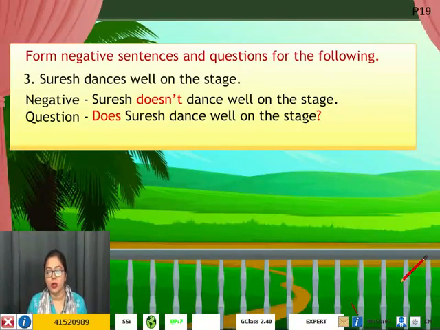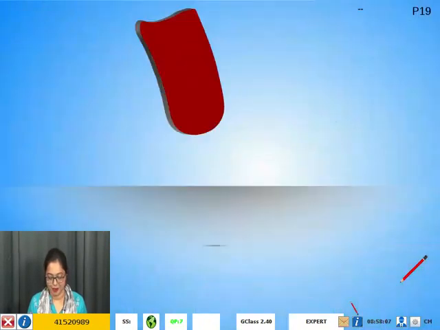The first sentence, Suresh dances well on the stage. This is in a positive form. The second one is, Suresh doesn't dance well on the stage. This is in a negative form. And the third sentence, does Suresh dance well on the stage? This is in a question form. So I hope you have understood till here. Great.